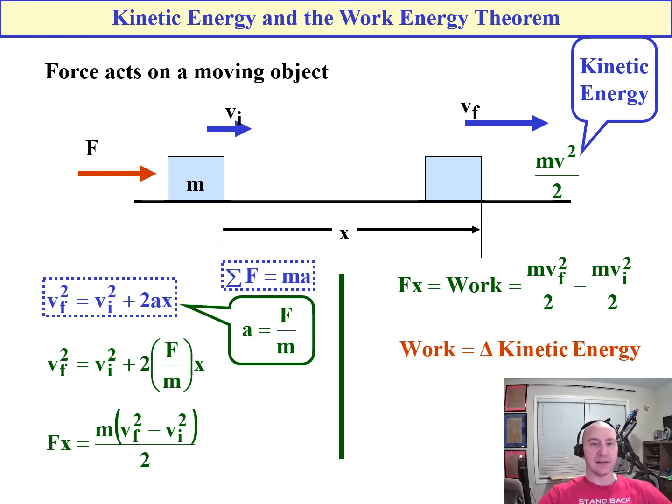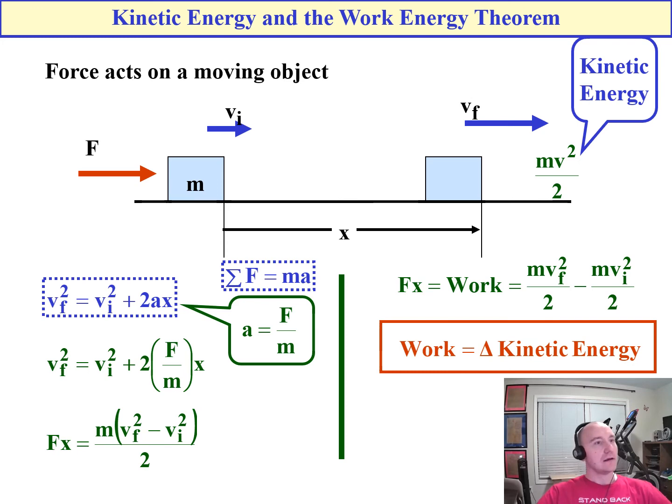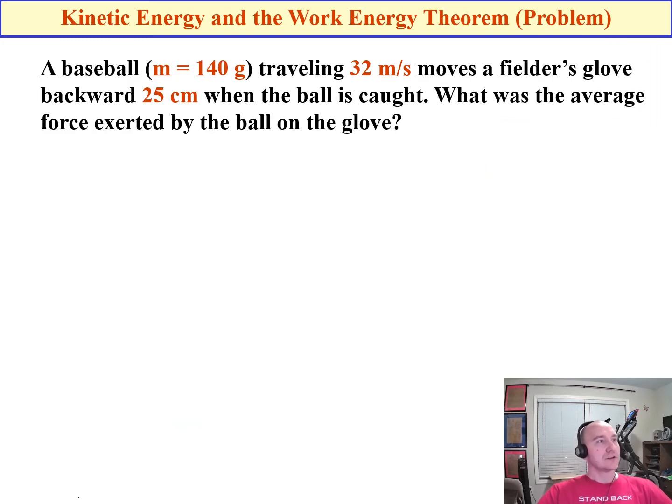Now keep in mind, the kinetic energy has to do with the mass of the object as well as its velocity, the mass and the velocity. All right, so a baseball traveling at 32 meters per second moves a fielder's glove backwards 25 centimeters, and the ball is caught. What is the average force exerted on the ball by the glove? All right, so take a second and see if you can figure out what that average force is.